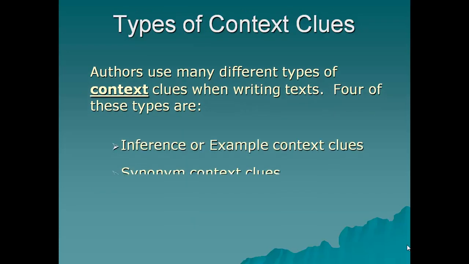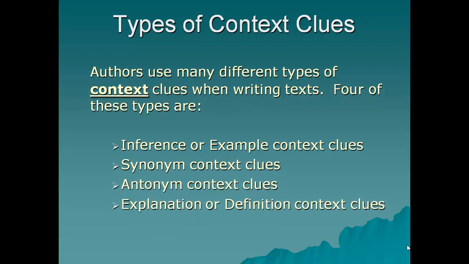There are many types of context clues that authors can use. 4 of those types are inference or example context clues, synonym context clues, antonym context clues, and finally, explanation or definition context clues.